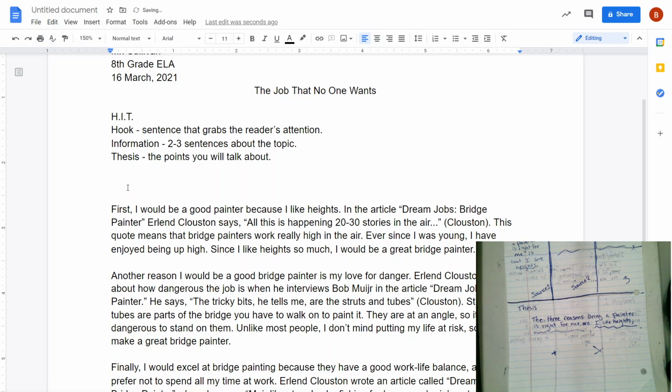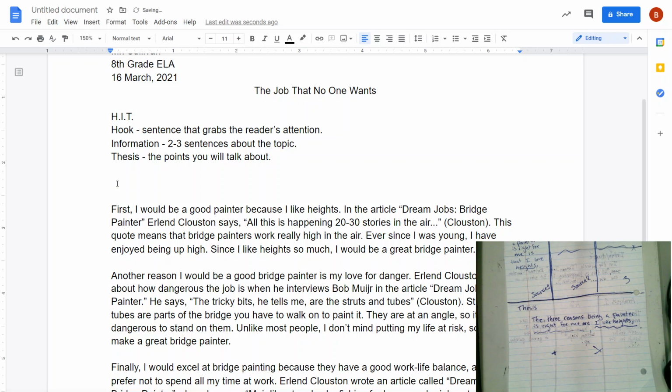topic, or you can start with an explanation of what the paper's supposed to be about, kind of like your thesis, but a little more generalized without giving your 3 points. So we can say, in my ELA class, I researched a career that I would like to have when I'm older. Okay, or you can just say, when I'm older, I want to be a bridge painter.